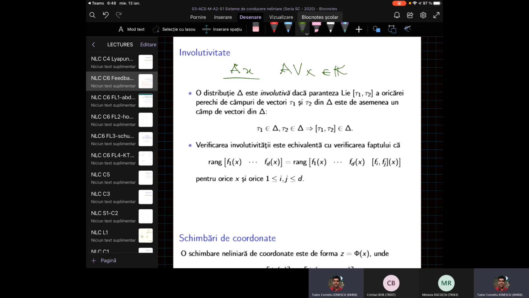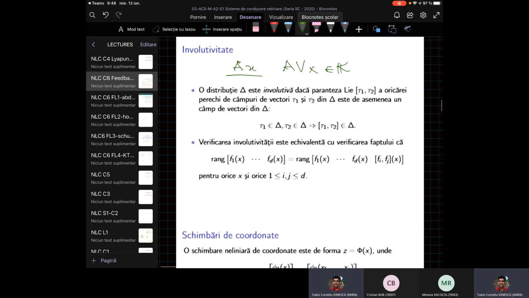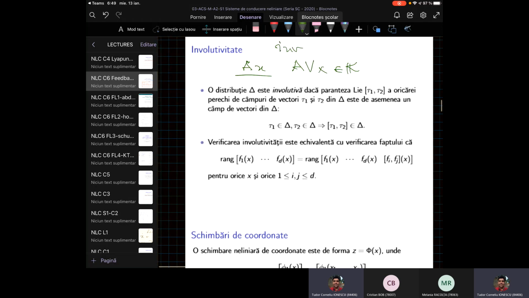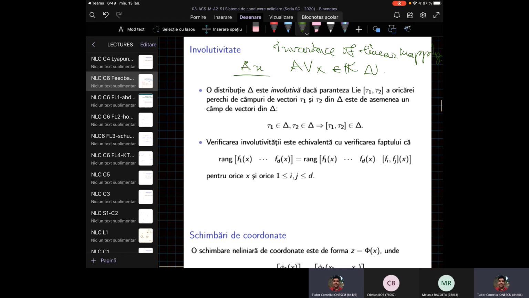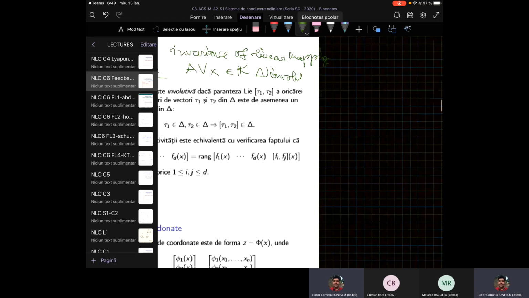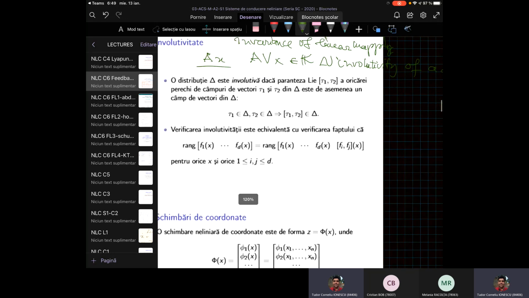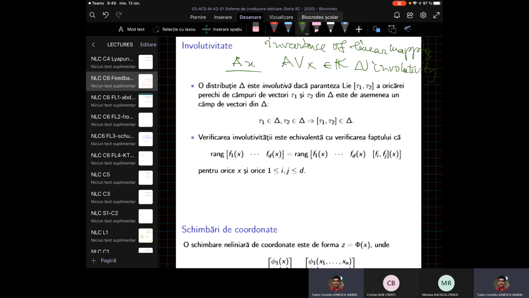You use these properties when you did state space systems. So for distributions, it's called involutivity. For linear mappings, it's called invariance. So invariance of linear mappings is somewhat similar to the involutivity of a distribution. These are trying to map ideas from differential geometry, but these are not constant vectors. These are nonlinear functions, vectors of nonlinear functions. This is the difference.